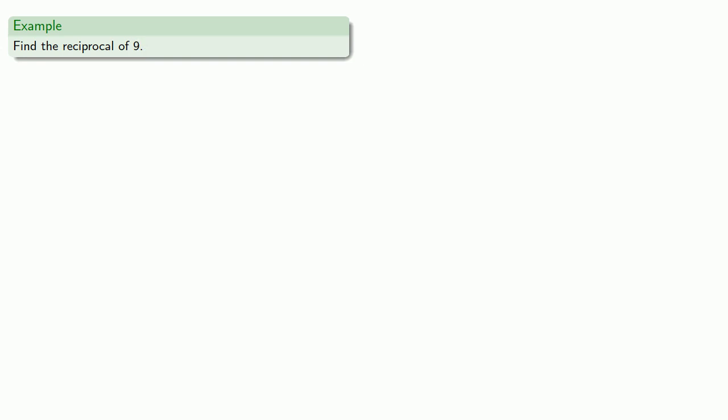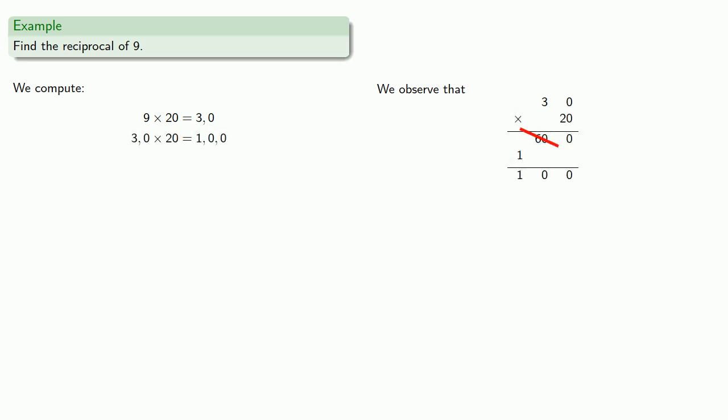Or let's try to find the reciprocal of 9. So we want to find a multiple of 9 that gives us a multiple of 60. And so we find 9 times 20 gives us 180, which we convert into 3, 0. Now our last non-zero digit is 3, so we want to find a multiple of 3 that's a multiple of 60. 20 works, and so we multiply and convert. And since the product is 1, 0, 0, our reciprocal is the product of our two multipliers, 20 times 20, 400, which we can convert into 6, 40.